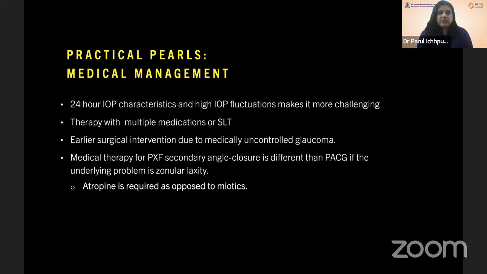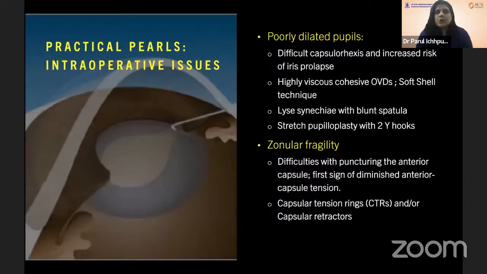And medical therapy for patients who have secondary angle closure due to pseudoexfoliation is different from cases with primary angle closure, because here we don't want to give myotics. They will make it worse. Since the pathology is because of zonular weakness, atropine is something that is needed for these cases.